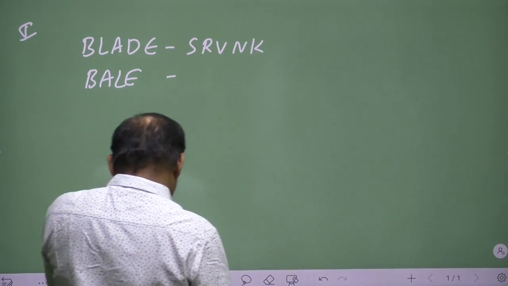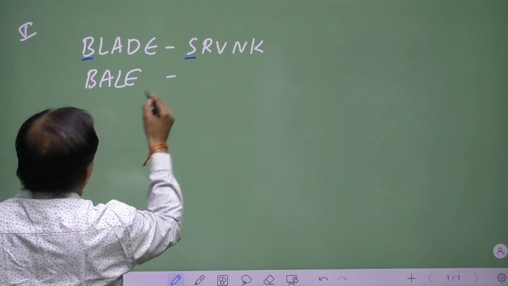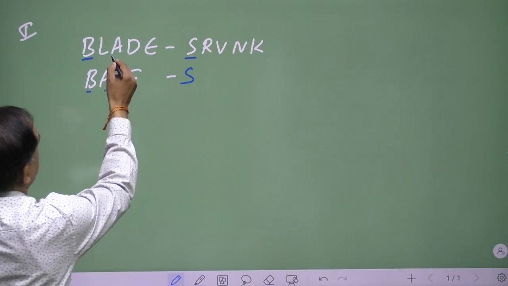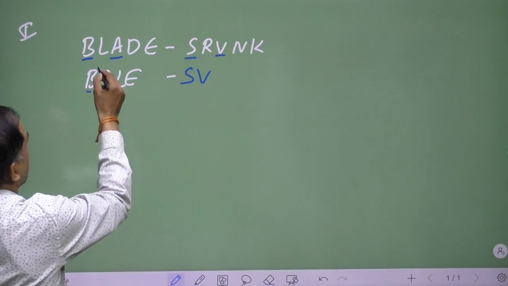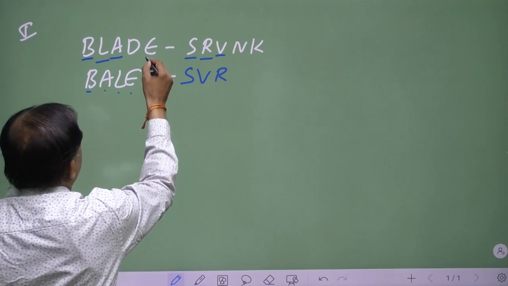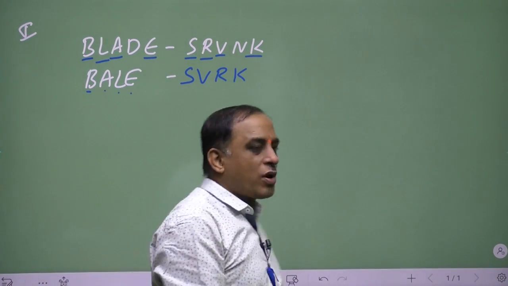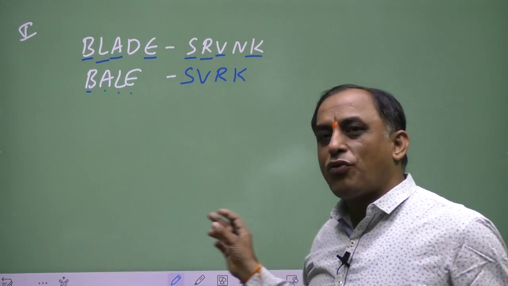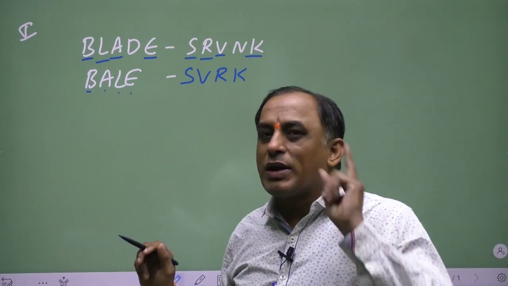Okay. So the answer: here B is coded as S. Therefore, the first letter B is coded as S. Next, find A. A is coded as V. So A code is V. Next, L. L is coded as R. So L code is R. And E is coded as K. So E code is K. So what is your answer? Bail code is SVRK. If you write only this answer in the mains examination, you will get 1 mark.